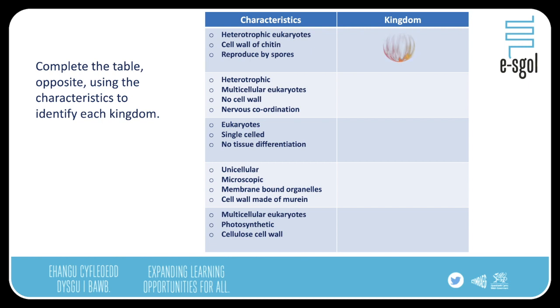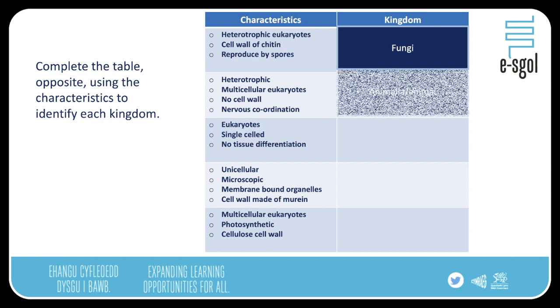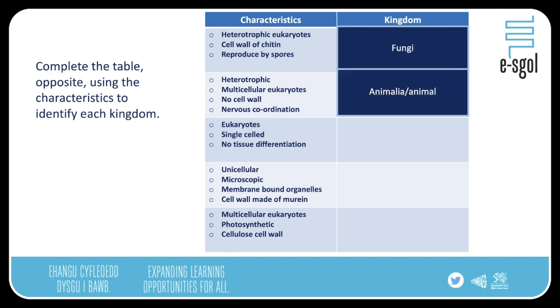The kingdom with the characteristics of heterotrophic eukaryotes, cell wall of chitin, reproduce by spores, is fungi. The kingdom with the characteristics of heterotrophic, multicellular eukaryotes, no cell wall, nervous coordination, is Animalia. Animal is an acceptable answer.